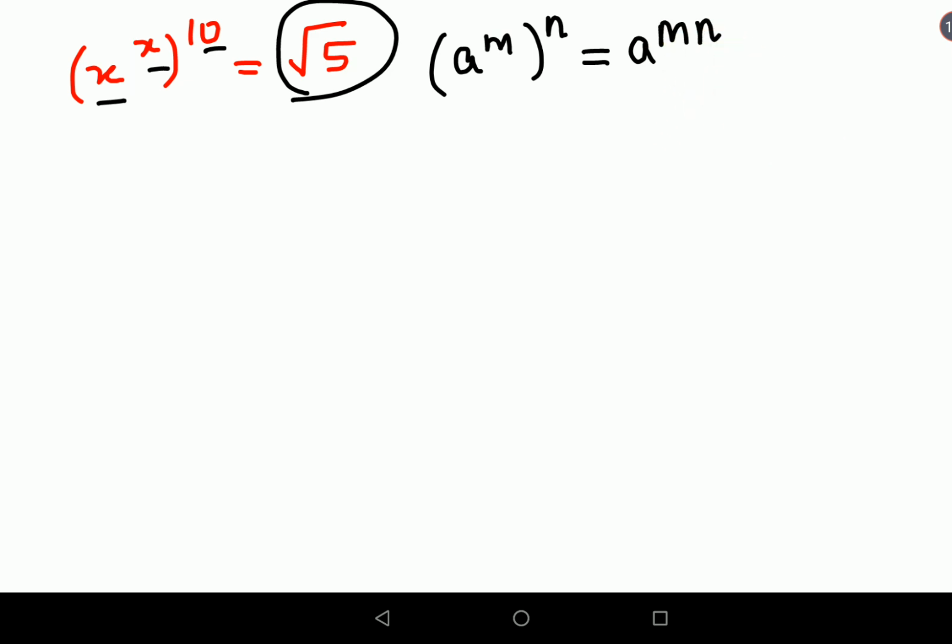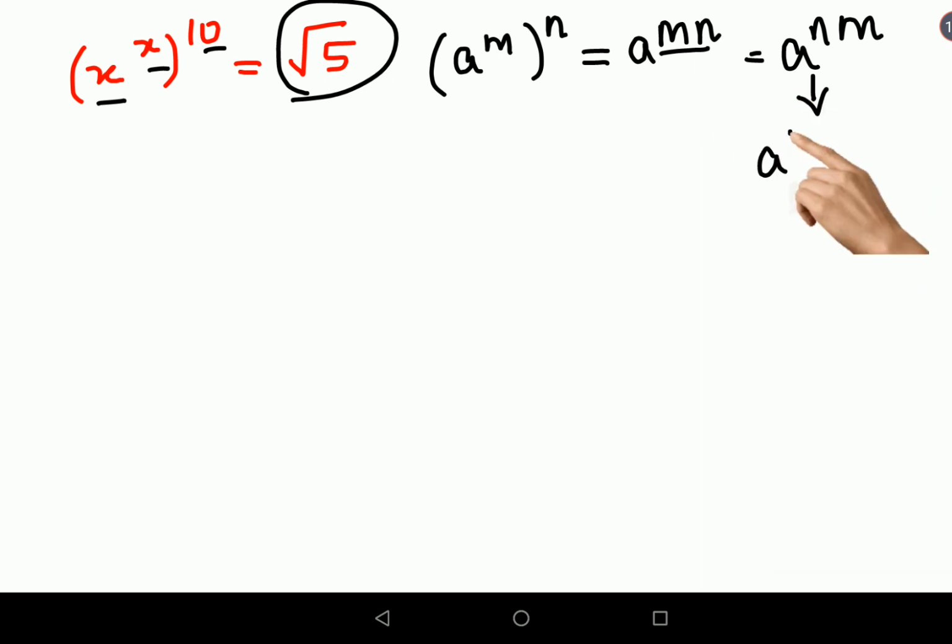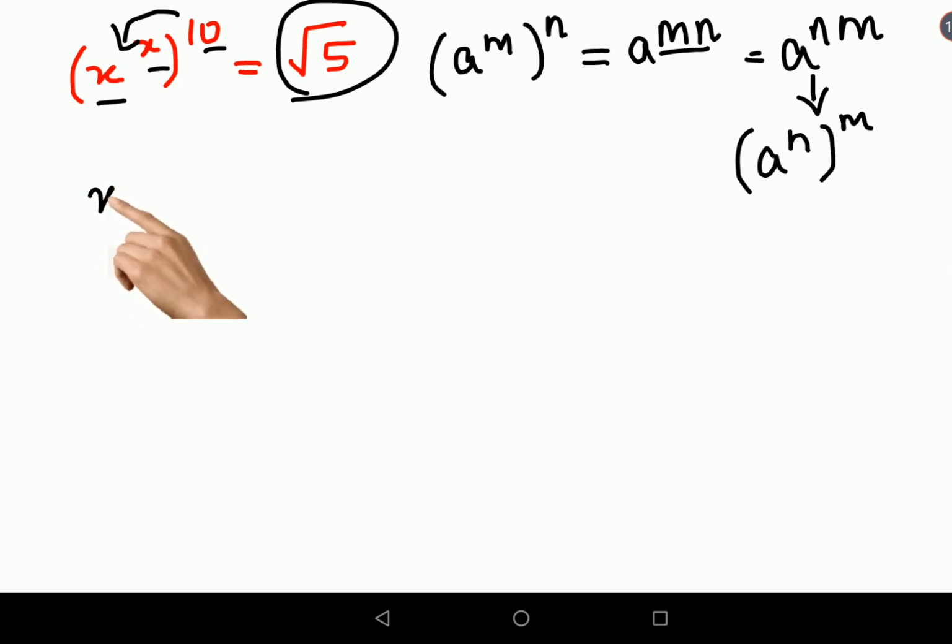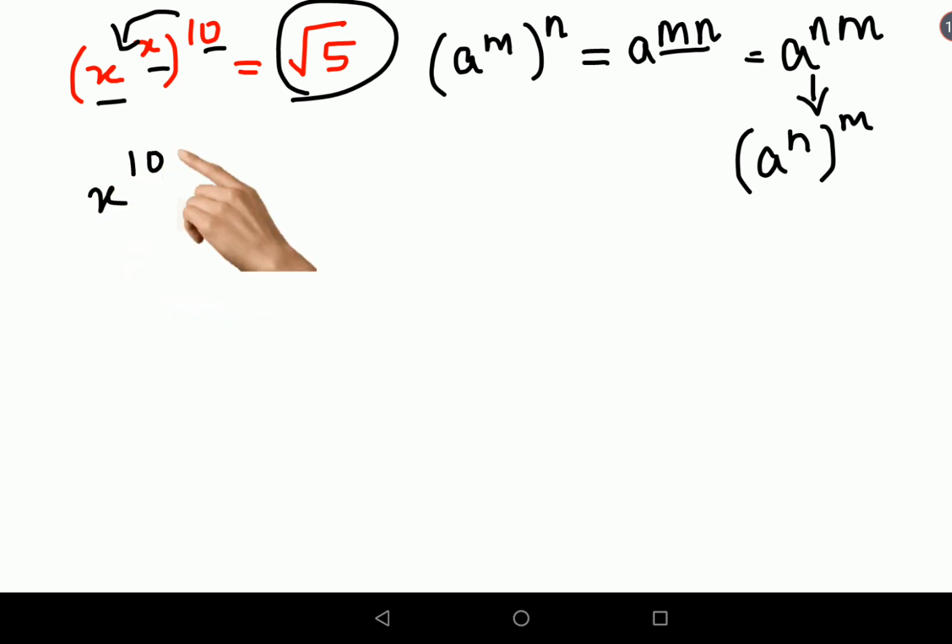And since multiplication is a commutative property, I can also write this as a raised to n into m. So I can also represent this in the form of (a raised to n) the whole raised to m. So here in this case I can interchange the value of 10 with the x in the indices. So this can now be written as (x raised to 10) the whole raised to x.